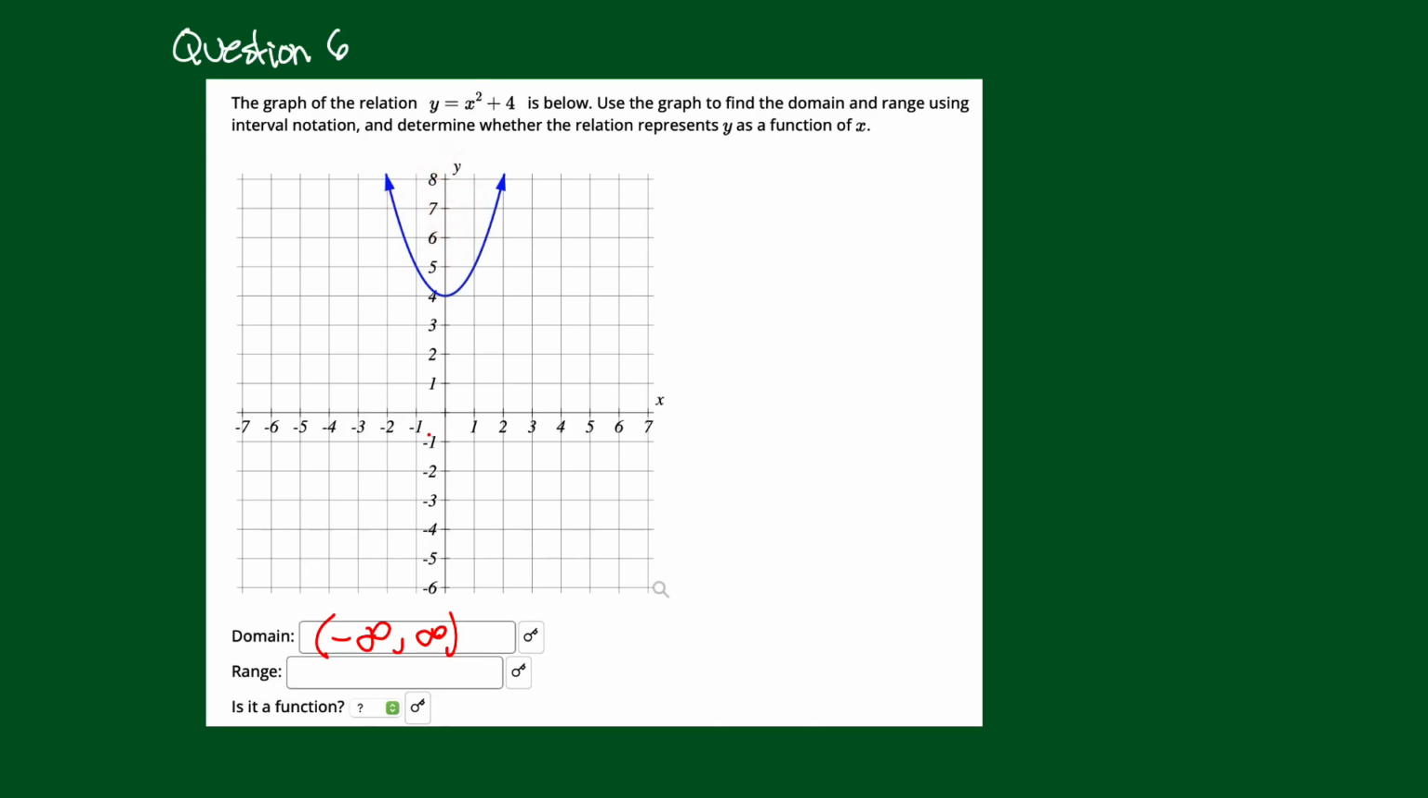So I'm going to put a square bracket around 4 because I think 4 is included here. And then it goes all the way to infinity. Infinities are not included, so I'll put an open parenthesis. And is it a function? Yeah, we determined that. It passes the vertical line test.